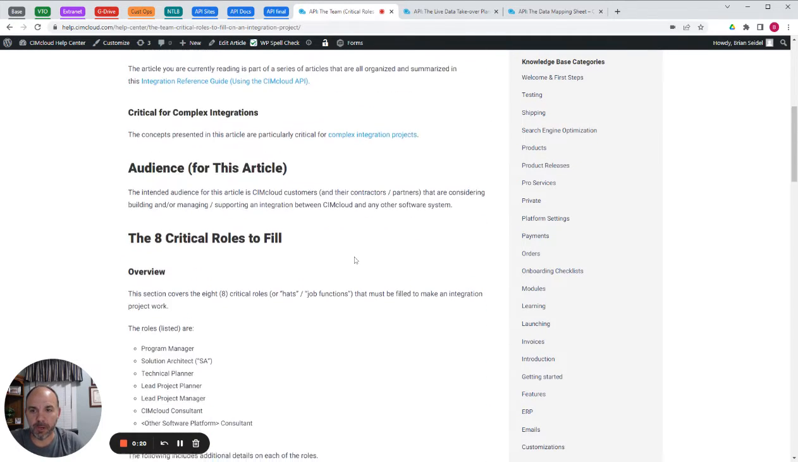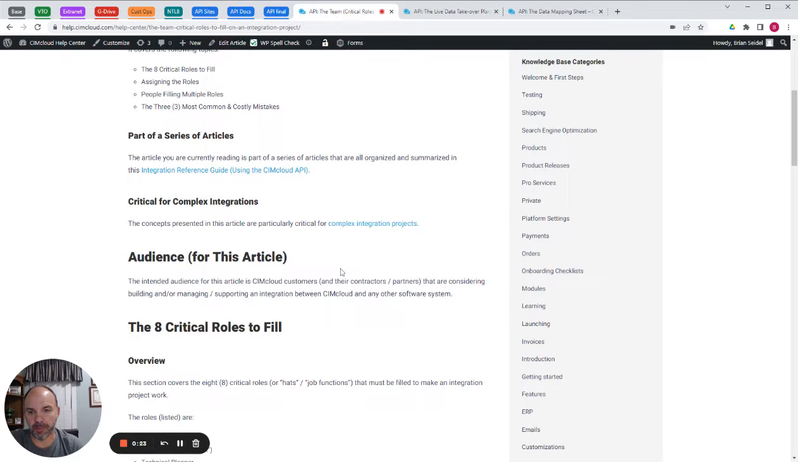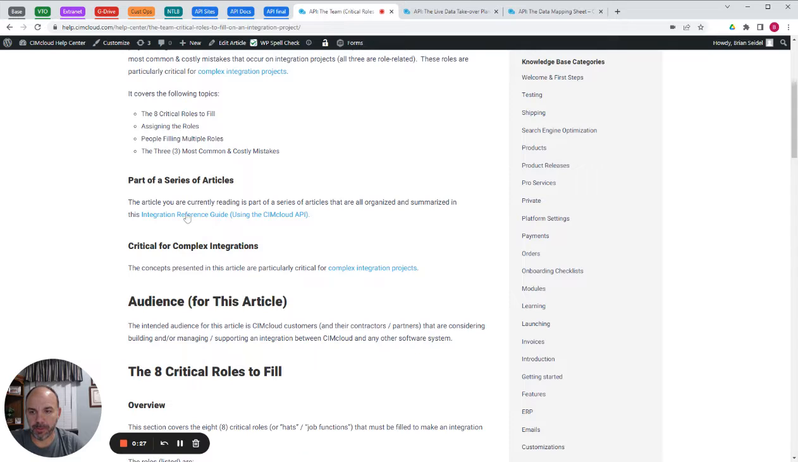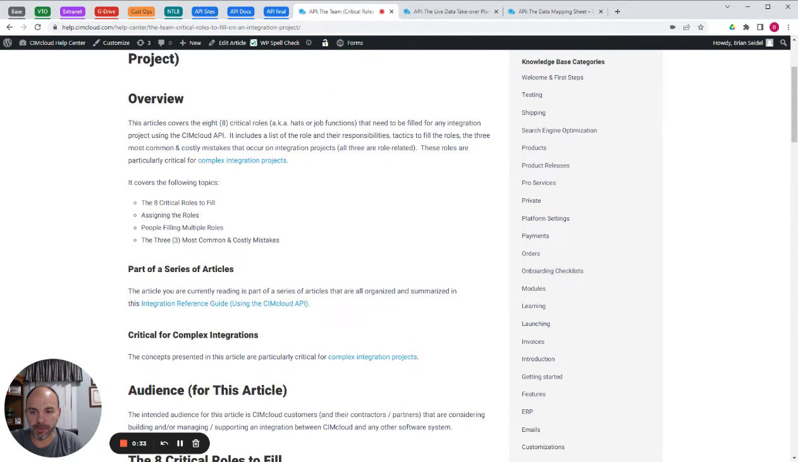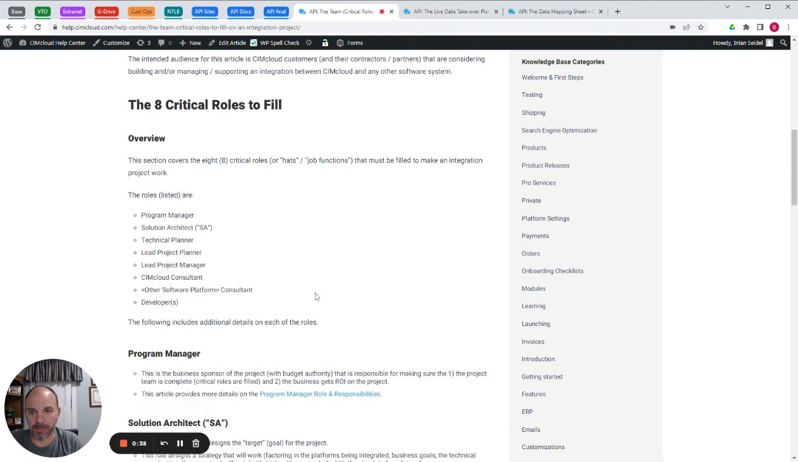So just walking through this article, this is part of a series of articles that you can access in this integration reference guide. There's videos and other context on articles here. We're specifically going to talk about the 8 critical roles that need to be filled. Keep in mind, these are hats or job functions. They're not necessarily full-time roles.